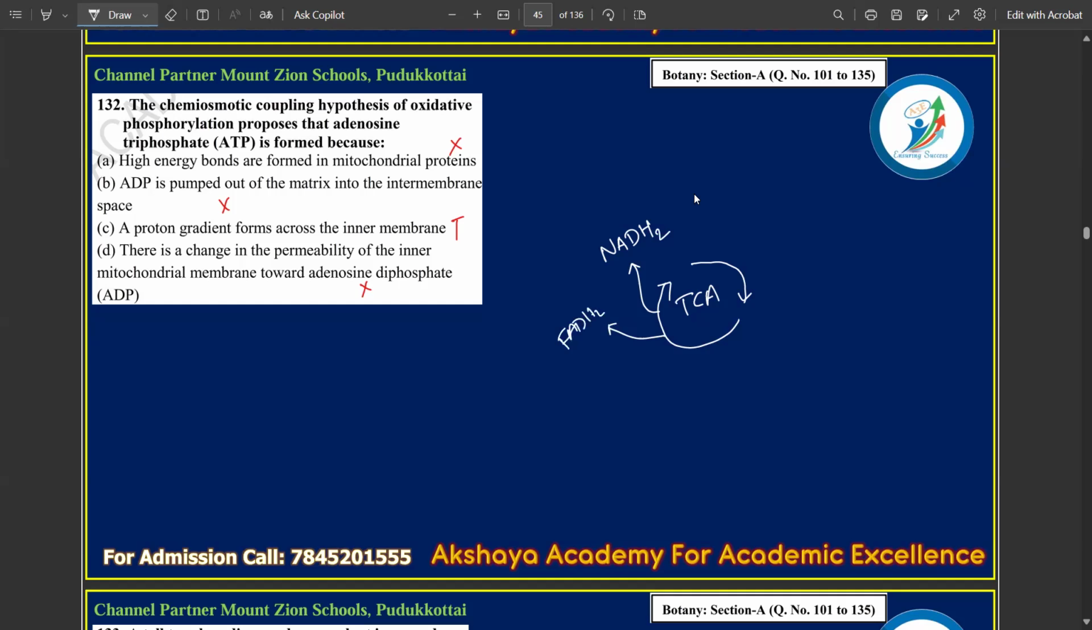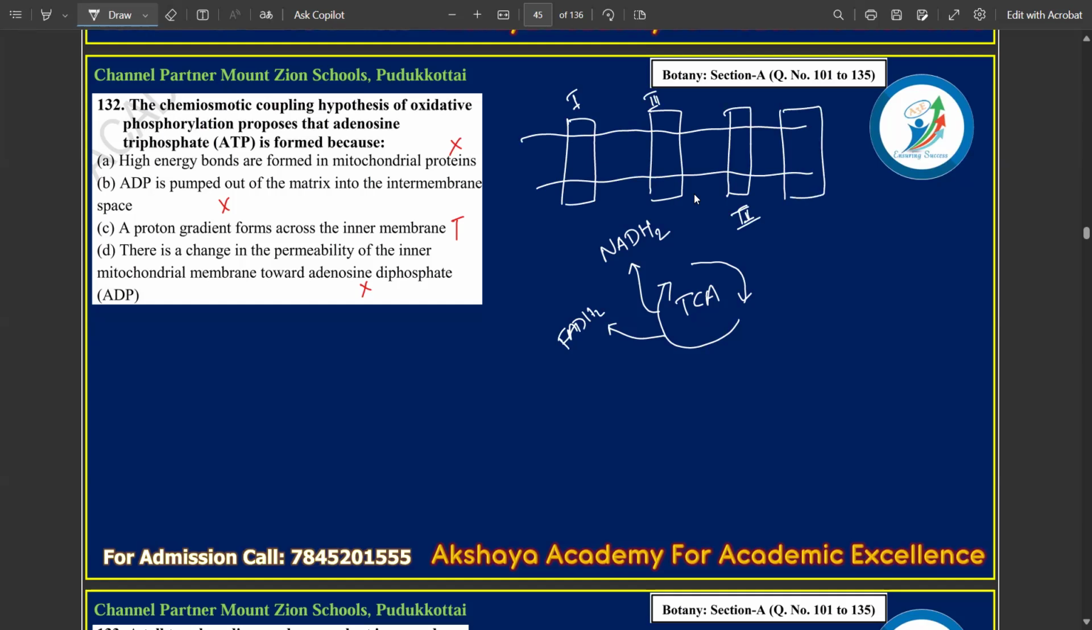Now in the mitochondrial inner membrane, there are complexes. There is complex 1, complex 3, then we have complex 2, and then there is complex 4, and then we have the oxysome.